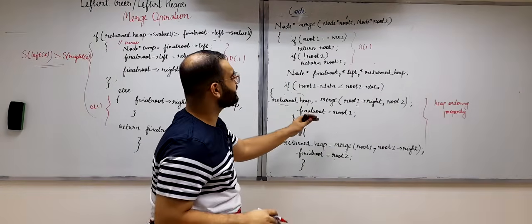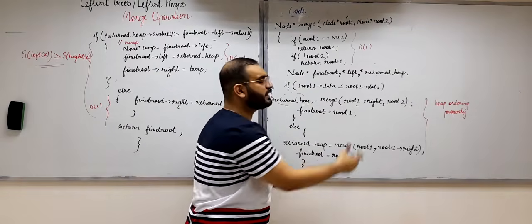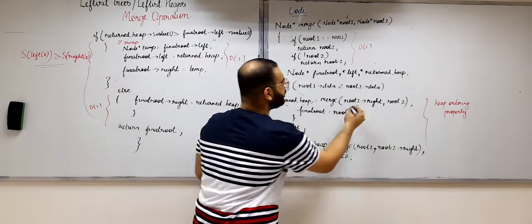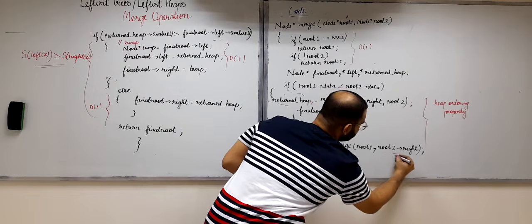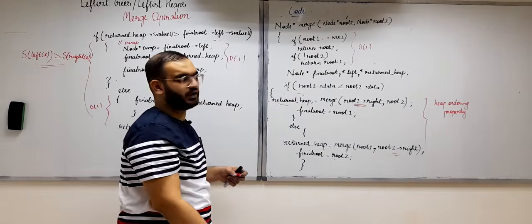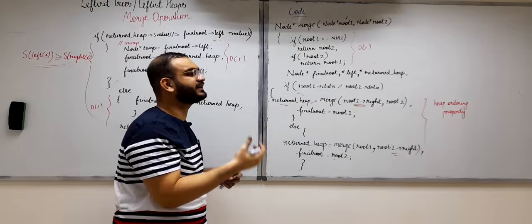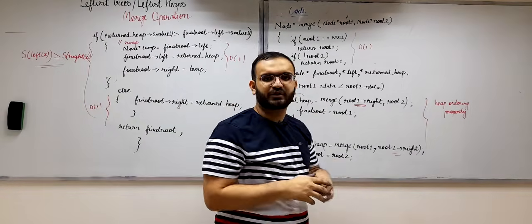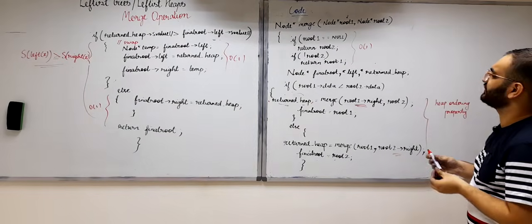Now if you see over here, we are making a recursive call on the right subtree of the leftist heap with a smaller root, right? So here also we are going to the right subtree of root 1, and here we are going to the right subtree of root 2 in the new recursive call. So how many recursive calls will be required? That will actually determine the time complexity of this algorithm. How many of these merge calls will be required? That will be equal to the rightmost path of the leftist tree, right?